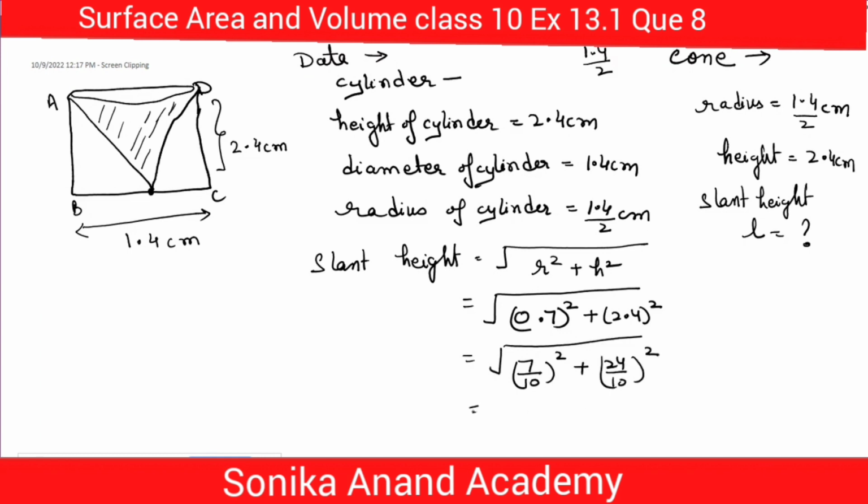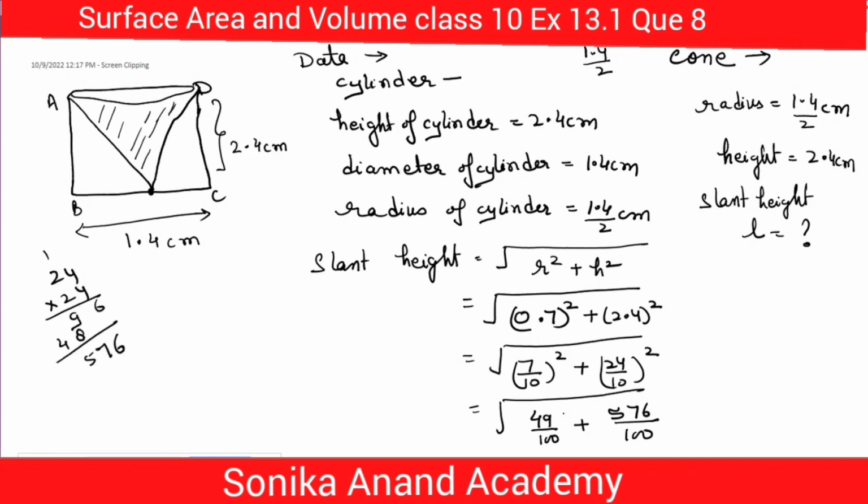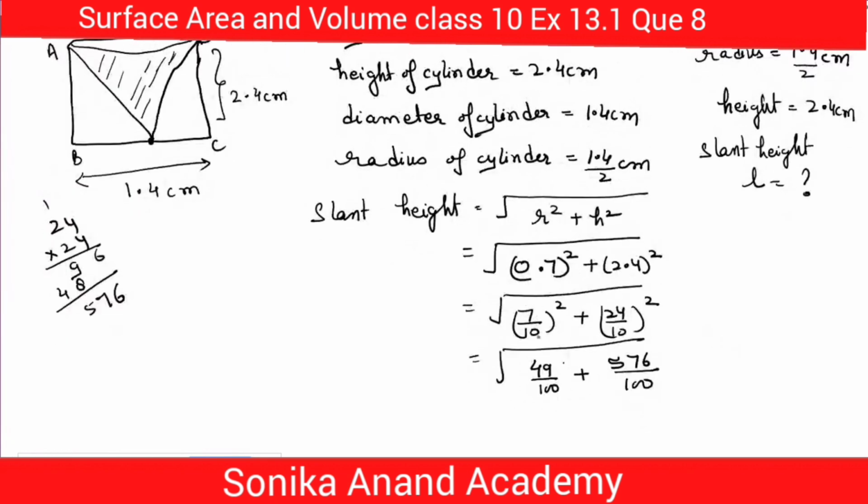Clear? Now 7 by 10 whole square, that is 49 by 100, plus 24 square, I think 576 by 100. Just check it. Yes, 576. Now we add both of them. We get 625 by 100. So when we find the square root of that, it is 25 by 10, that is equal to 2.5. Ultimately slant height we have 2.5.